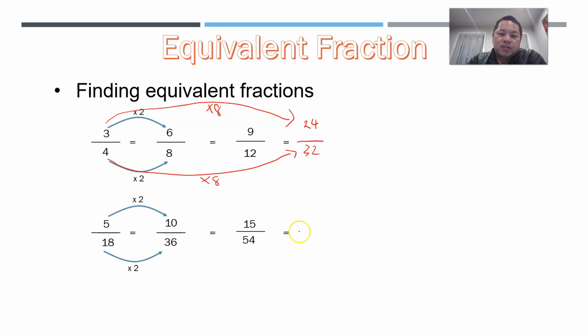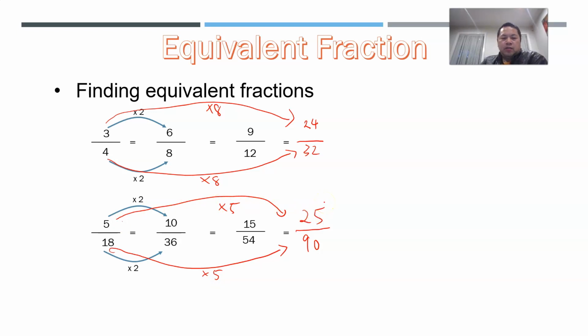So what happens if the denominator is 90? What should the numerator be? Likewise, I know 18 times 5 will give me 90. The numerator, I also have to times 5. That's how I get 25 over 90 as an equivalent fraction.